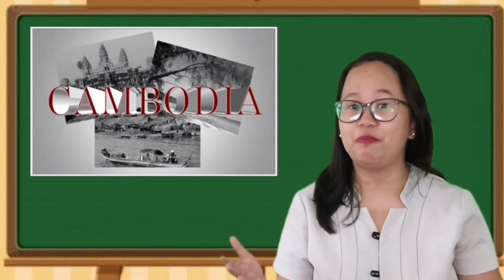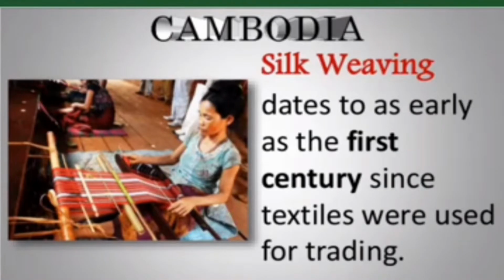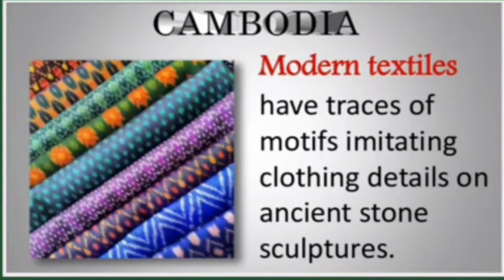Next is Cambodia. Silk weaving in Cambodia dates to as early as the 1st century, since textiles were used for trading. Modern textiles have traces of motifs imitating clothing details on ancient stone sculptures.